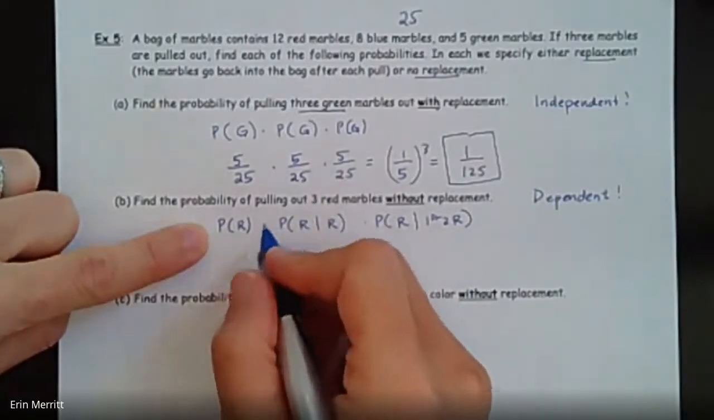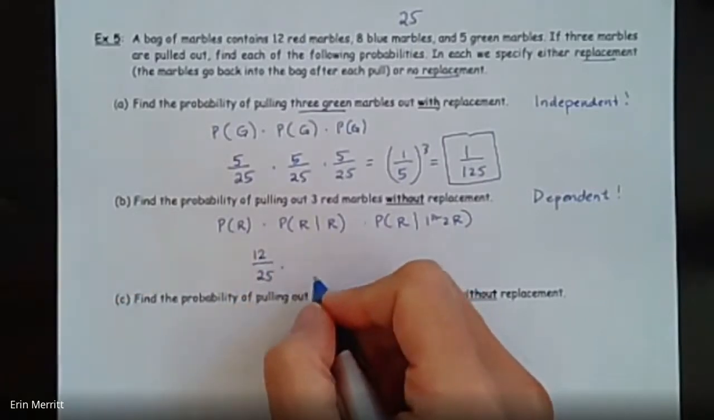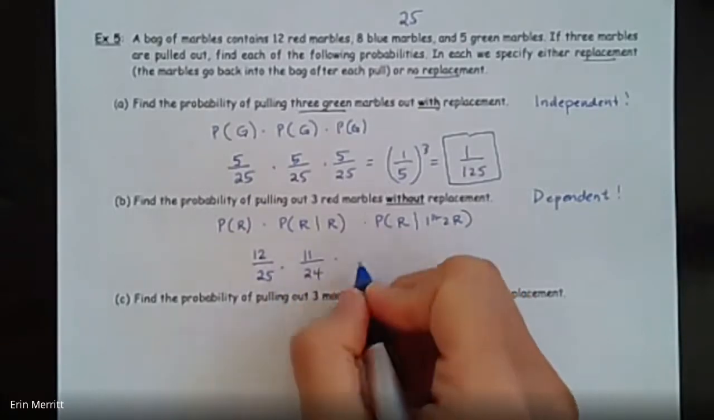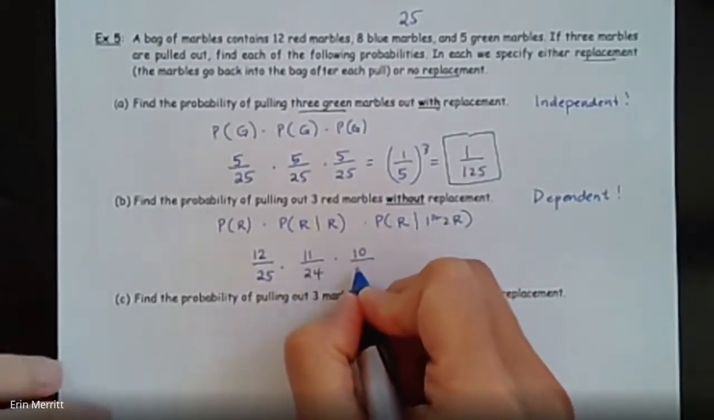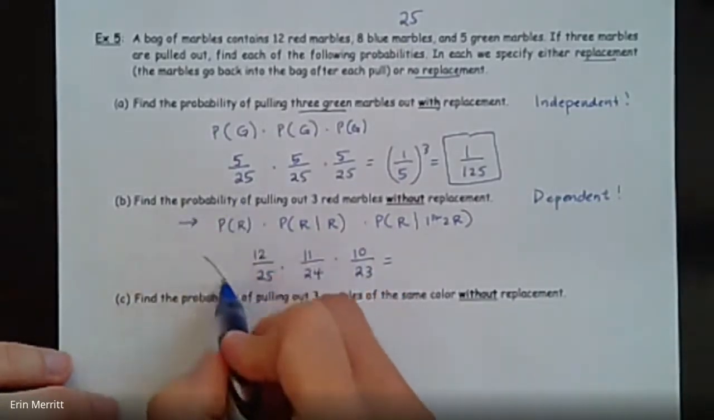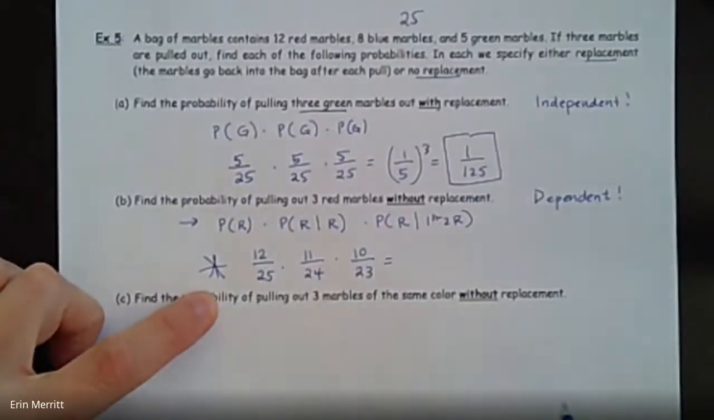The first time, the chance of getting a red marble is 12 out of 25. The next time, you took out a red marble, so there's only 11 in there, and there's 24 total. You kept that one, so now there's only 10 out of 23. So don't worry about the formal notation. Focus on the numbers, and then multiply it all out.